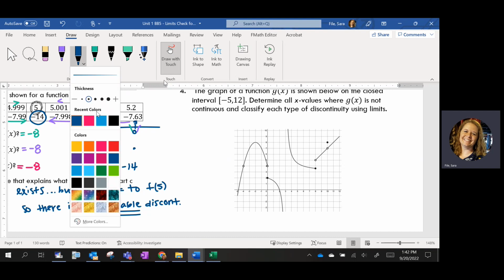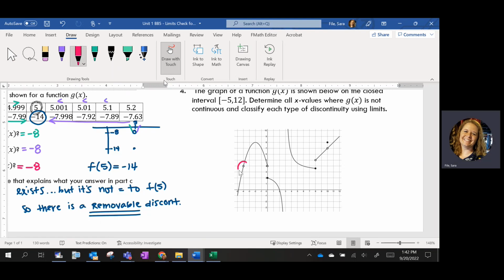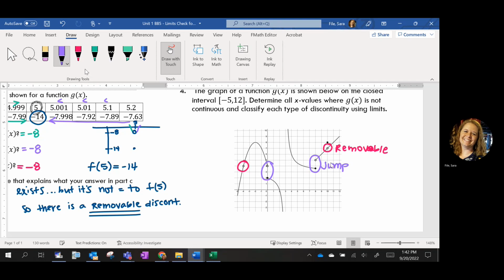Okay, so this one is a hole, and this one is a hole. So both of those are removable. Okay, this right here is a jump, and this is a jump. Okay, and then here in the middle, we're approaching negative infinity and positive infinity like that. There's an asymptote, so that is an infinite discontinuity. Okay, so I'm going to stop the recording.